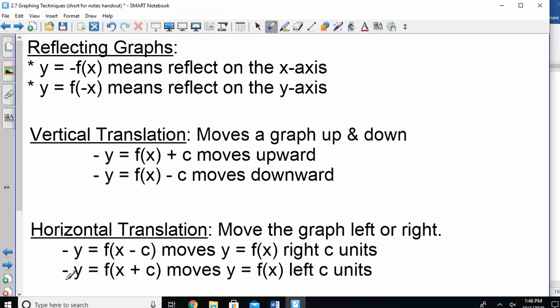Vertical translation, if you add or subtract on the outside is y, it does what you think. So adding moves up, subtracting moves down. If we add or subtract on the inside is x, it does the opposite. So subtracting from an x actually moves it to the right in the positive direction. Adding to an x moves it to the left, moves it in the negative direction. Alright.